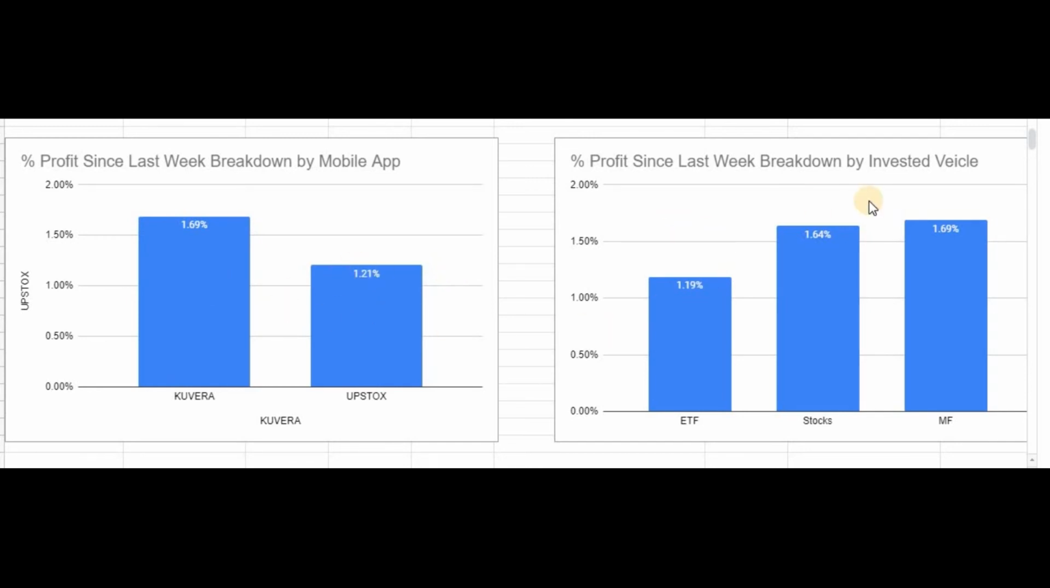And coming to the second bar graph, percentage of profit since last week, breakdown by invested vehicle. These are the 3 bars: ETF, stocks and mutual funds. The highest profit I got is in mutual funds, that is 1.69%, the second highest profit is in stocks, that is 1.64%, and the least profit is in ETF, that is 1.19%.